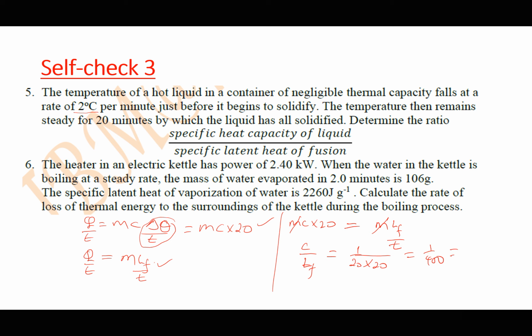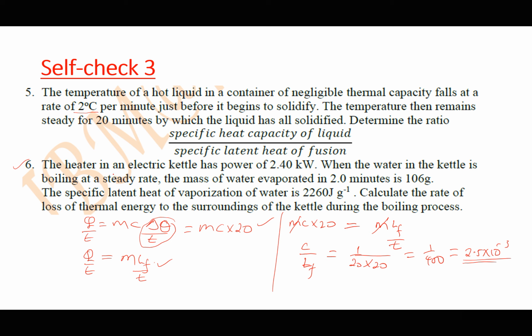So this is giving me a value of 2.5 times 10 power negative 3. And I think this makes sense because the specific heat capacity is far, far less than the latent heat of fusion. So this is going to be the ratio of the specific heat capacity over the specific latent heat of fusion. You can also verify this. You can try to check it. So you should attempt question number 6.